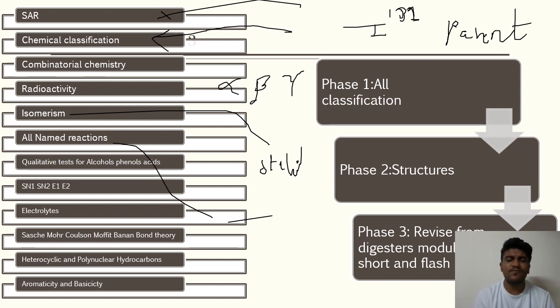Phase 3 is revise. If you revise from modules, digests, short notes, flash notes, that will be the best thing. And it will help you to understand, because chemistry is a subject that you need to practice. You cannot mug up. You need to practice it.